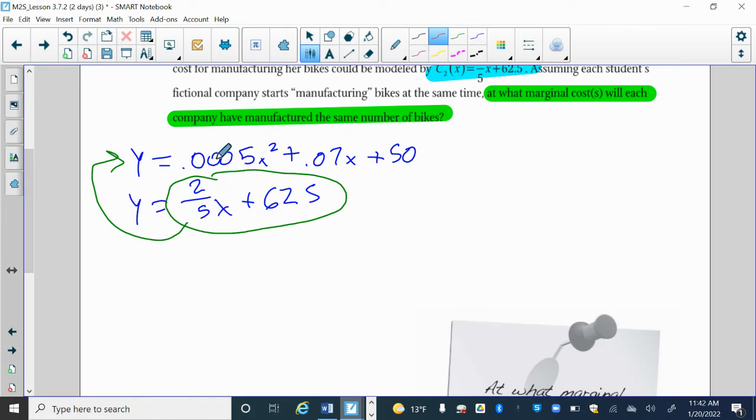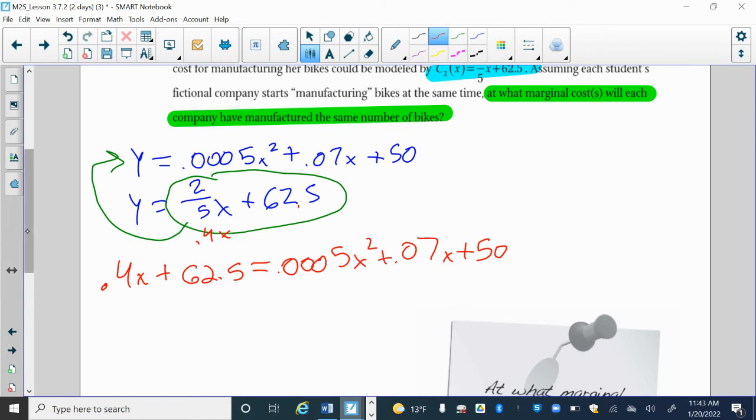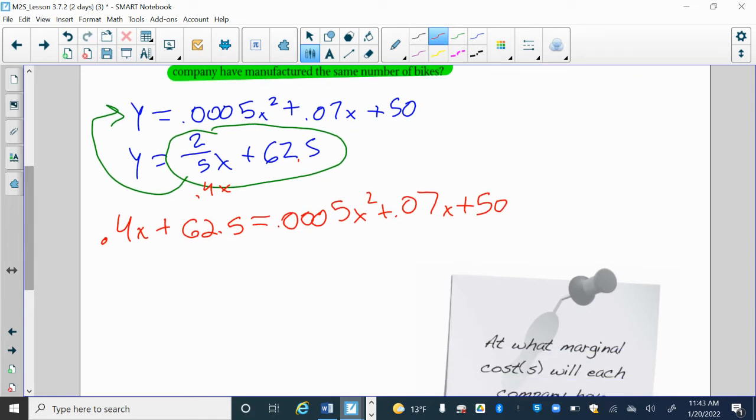The other thing I'm noticing is we have decimals in all of these spots except here with the 2 over 5, so I'm going to change that to 0.4, right? 2 over 5 is the same thing as 0.4x. I'm going to rewrite this as 0.4x plus 62.5. So you'd have 0.4x plus 62.5 equals 0.0005x squared plus 0.07x plus 50. Again, this is just a quadratic equation to solve. It just looks really messy.